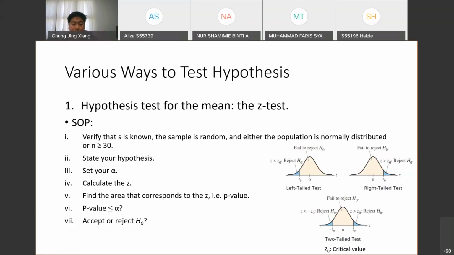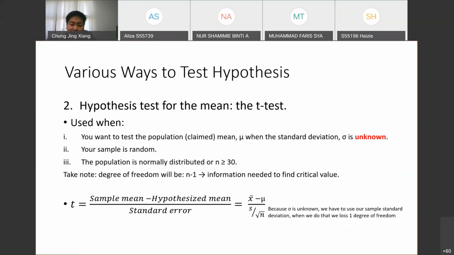The next test we commonly use is the t-test. We use the t-test when we want to test a mean, but now we don't know the standard deviation. We don't know the standard deviation, but we want to test the mean. The criteria are that the sample is random, and it is normally distributed or the sample size is larger than 30.